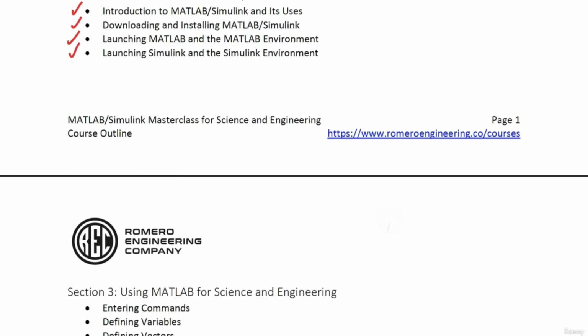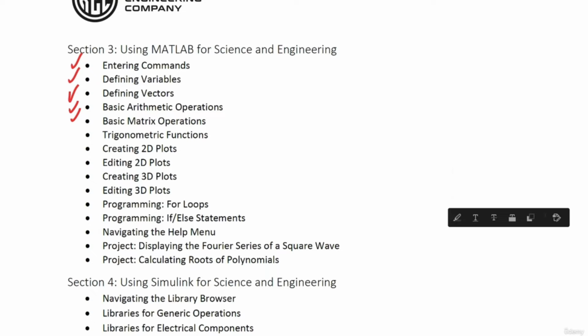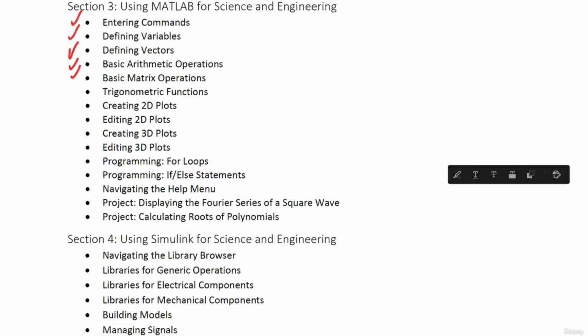Now in section 3 of the course, then we'll talk about how we can use MATLAB for science and engineering specifically. So again, this course is focused on how to use MATLAB and Simulink, but for science and engineering applications specifically. So we'll begin by talking about how we can enter commands within MATLAB, so very basic. We'll talk about how to define variables, how to define vectors, and how to do basic arithmetic operations and basic matrix operations. And then we'll talk a little bit about trigonometric functions. So we'll start talking a little bit more about more complex topics.